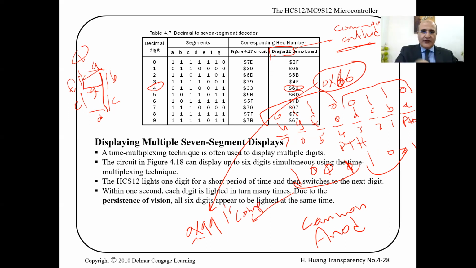Okay, so to show the number 5, I'll have to display 6D on port H. To show the number 0, I need to write 3F on port H, and so on.